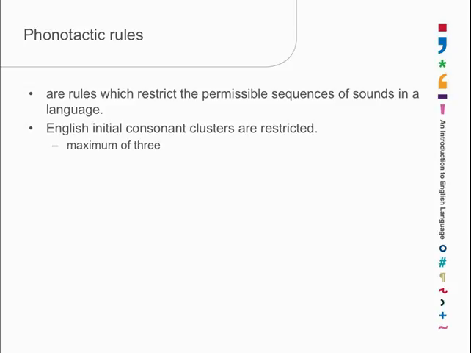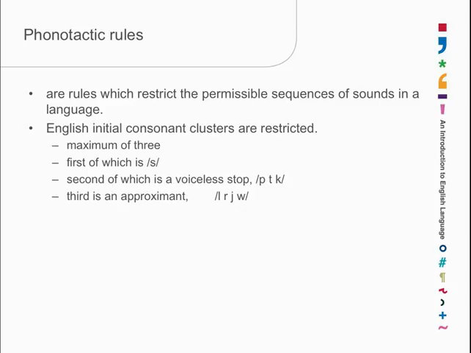First of all, you're only allowed 3 at a time at the beginning. So you're allowed strong, S-T-R, splash, S-P-L, scratch, S-K-R. 3. You're not allowed another one. That's impossible. If you have 3, the first one is S. The second one is a voiceless stop. Splash, street, scream. And the third one is one of the approximants, and not all of those with all of the others.